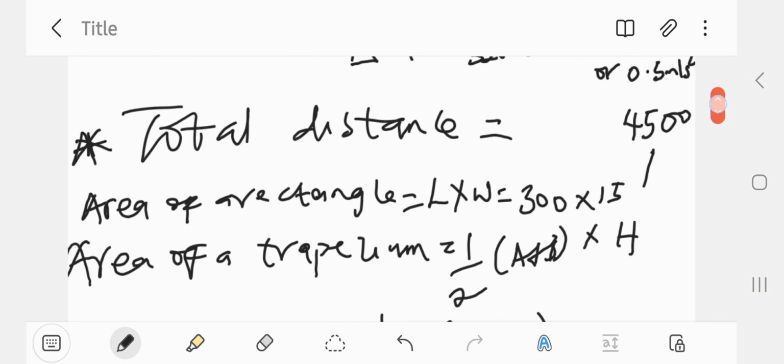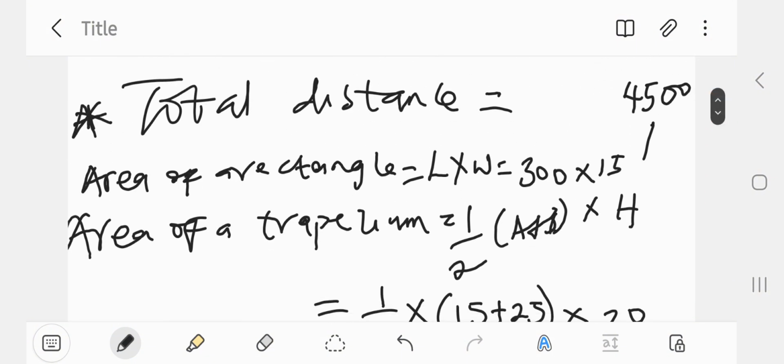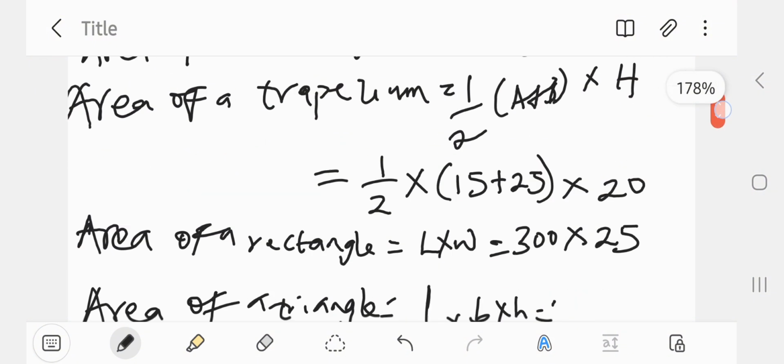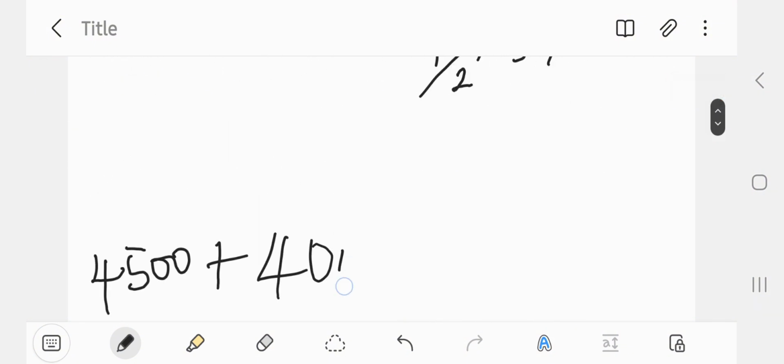I think we made a mistake. Let's go back to that second part. Area of a trapezium. It's supposed to be 15 plus 25, which is 40. Then multiply by 20. That is 800. Sorry about that. Then divided by 2. That's going to give us 400. So it's 400 instead of 40. So let's write 400 here.